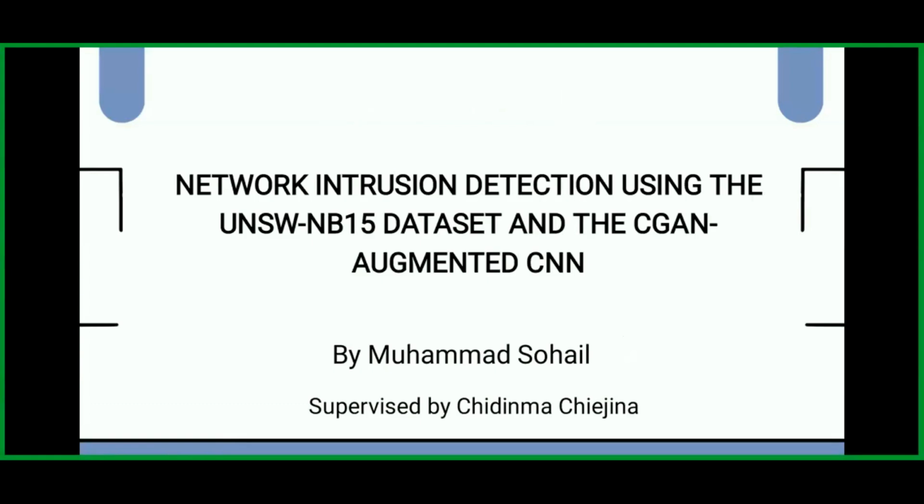So today I'm going to discuss the network intrusion detection system, which I built using a hybrid approach, a combination of CNN and CGAN network models. First of all, I would like to discuss a little bit of the background in network intrusion detection.